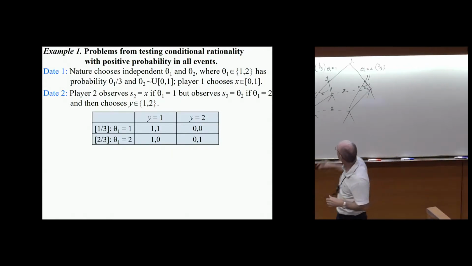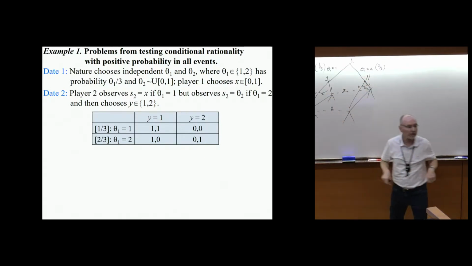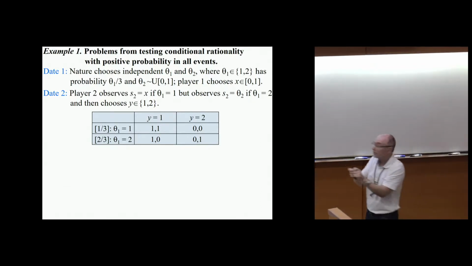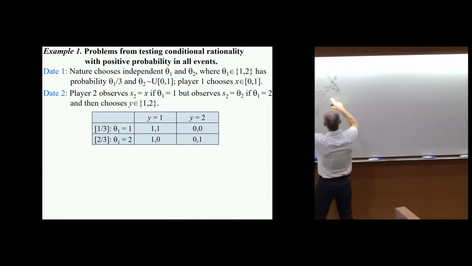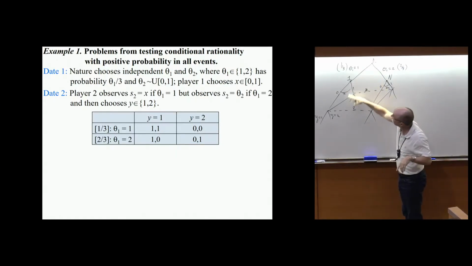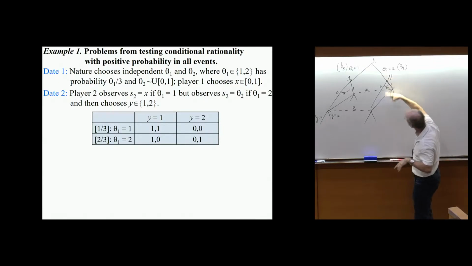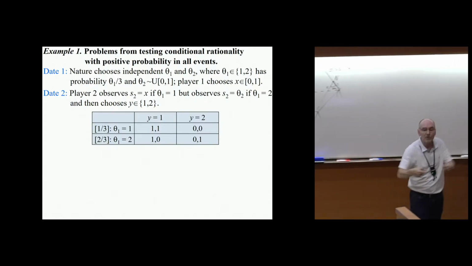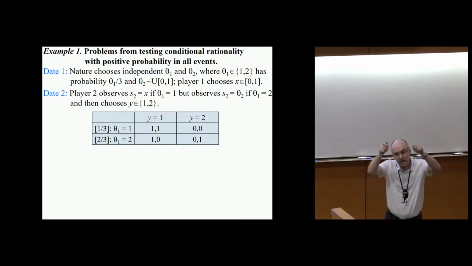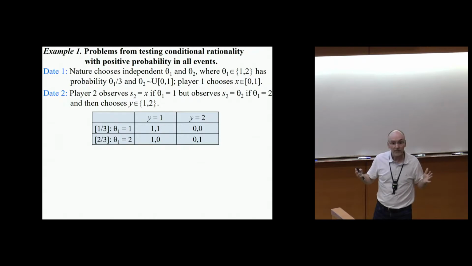Let's take the signal 1/2 for player 2. That's an information set. When she gets that signal, she can't distinguish between whether nature chose theta 1 equals 1 and player 1 chose a half, or nature chose theta 1 equals 2 and theta 2 equals a half. She can't distinguish between those two histories. So the inverse image of that signal, the set of histories, is an information set for her.